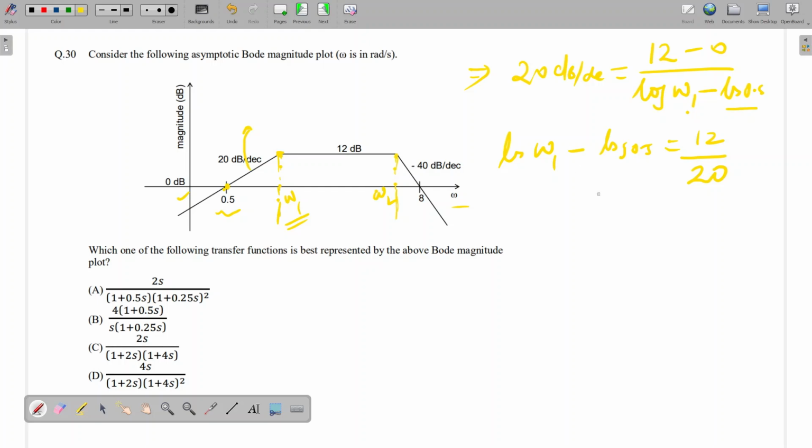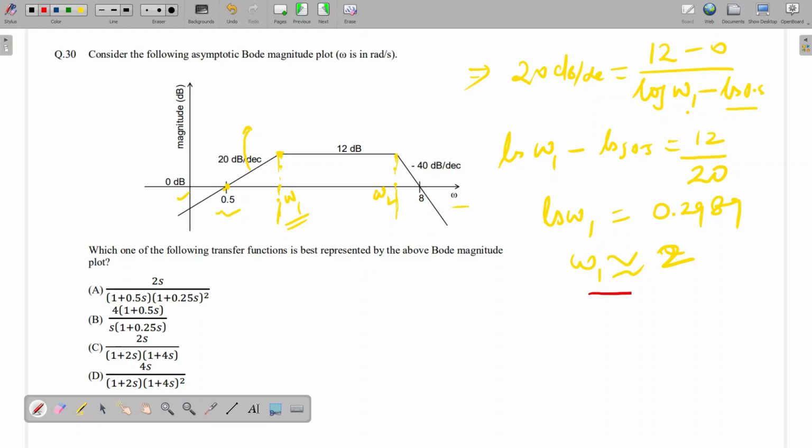How much are we getting? Log omega 1 is equal to 0.2989. If we do 10 to the power 0.2989, we are getting 2. Omega 1 is equal to 2. Is it clear?